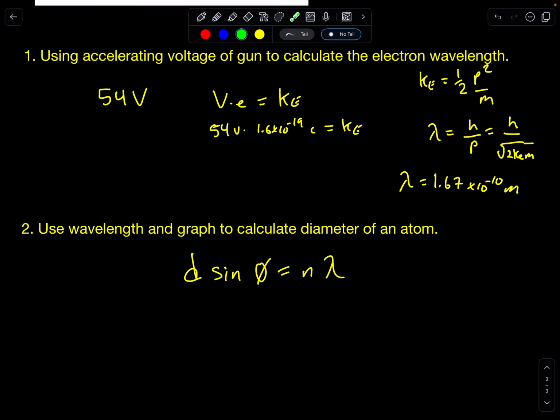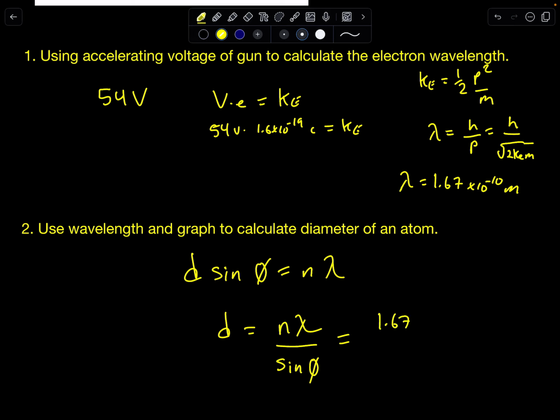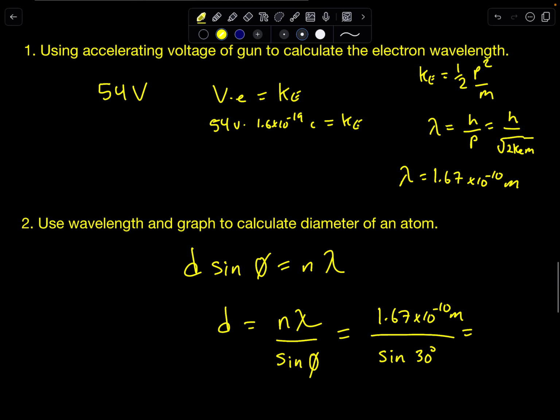So in this case, d is equal to n lambda over sine theta, which is going to be equal to 1.67 times 10 to the minus 10 meters divided by sine of 30 degrees, which, if I work that out, will be equal to roughly 3.3 times 10 to the minus 10 meters.